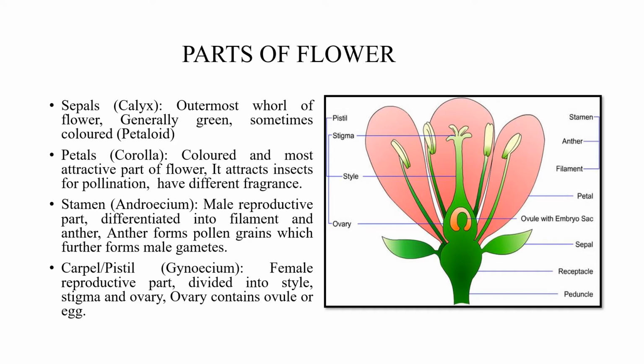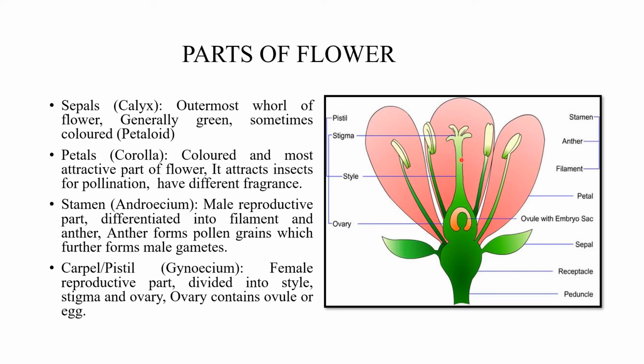Male reproductive part, that is stamen, or we can say androecium, differentiated into filament and anther. Inside the anther, pollen and pollen grains are found. We can say this green colored part is sepal. This colorful part is called petals. This is a filament. Then this is anther. Inside the anther, pollen grains are found. That is the male reproductive part.